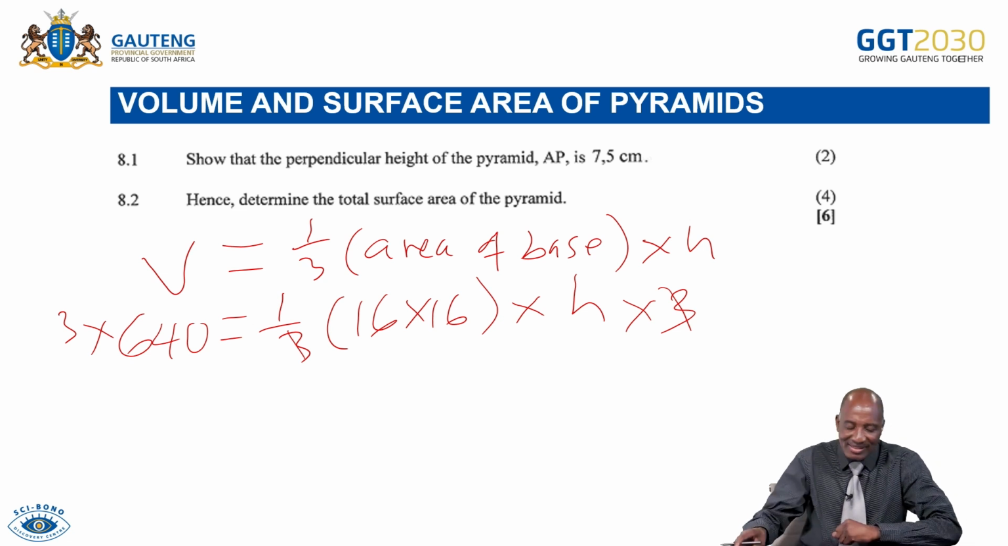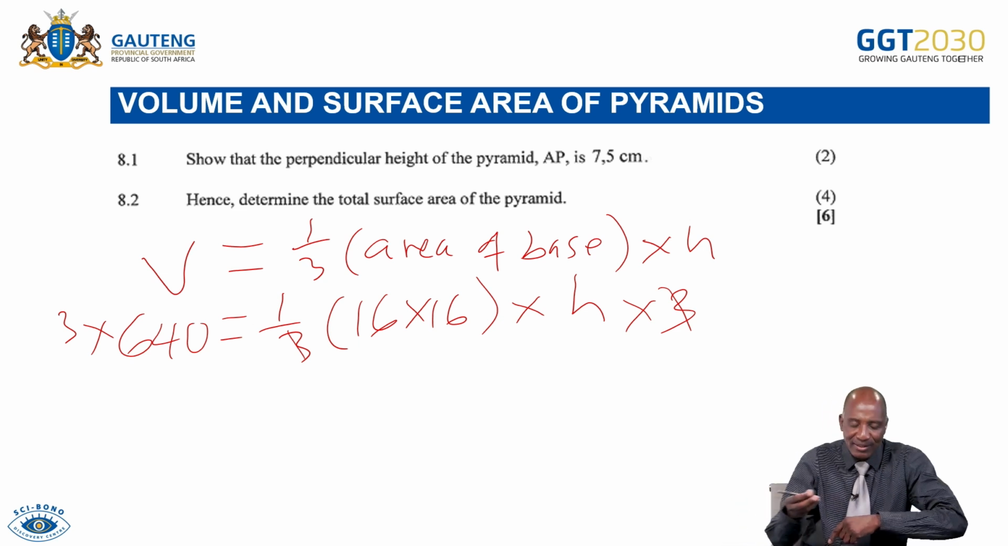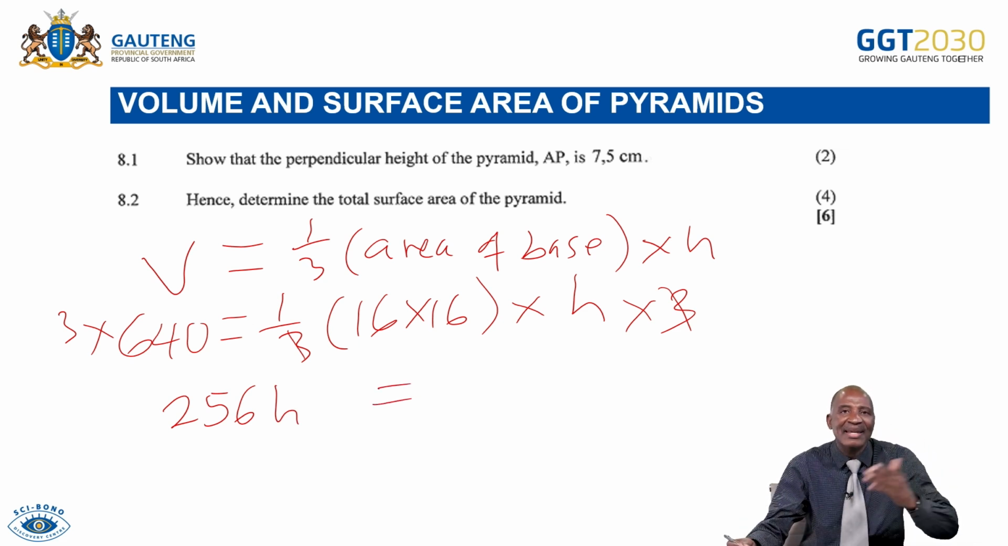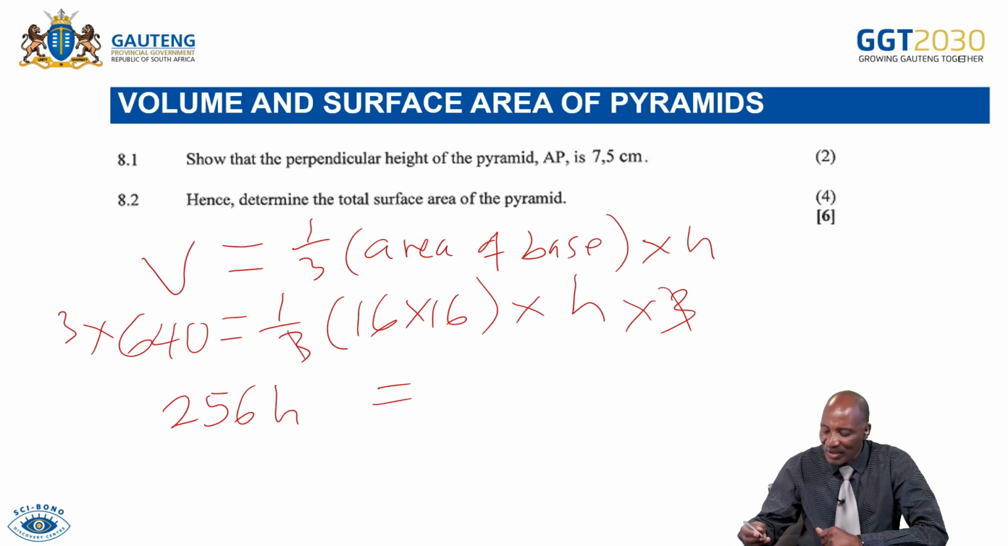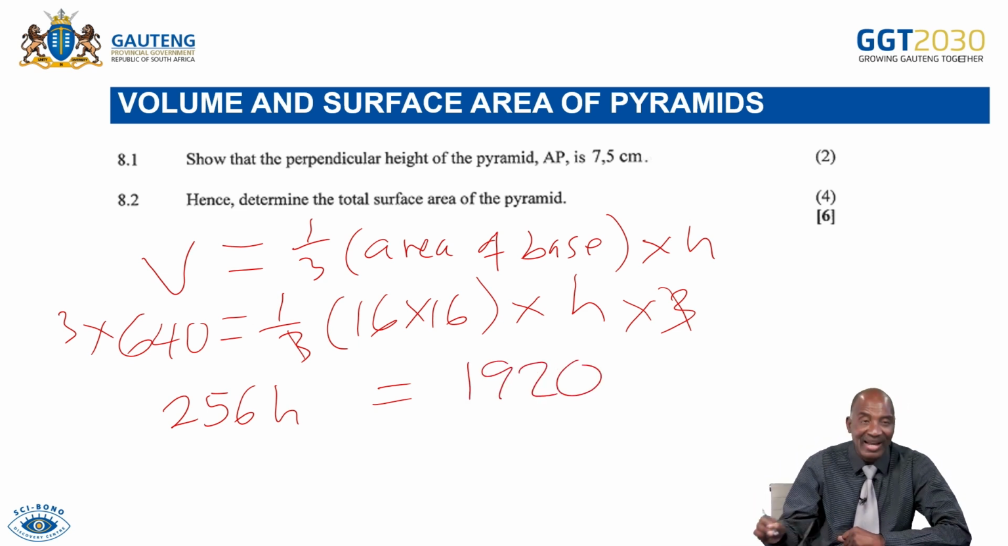We are now left with 16 times 16. Can multiply that quickly. 16 times 16 gives us 256. So we're going to have 256 of h. I'm starting with the right hand side so that I keep my h on the left hand side, and I'm solving for h. 256, that is 16 times 16. When you multiply 3 by 640, we're obtaining 1920. 1920 is the other side.